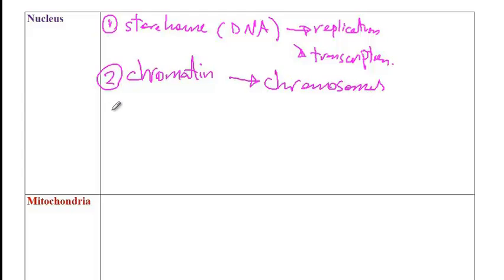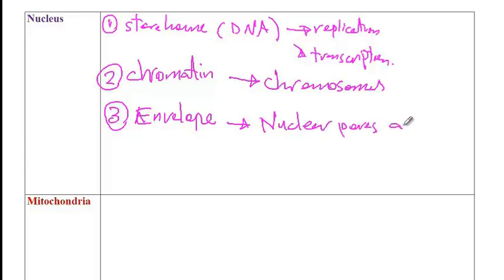The other function of the nucleus is that it has a nuclear envelope that has pores inside it. So it's basically perforated, and as we just showed, they're called nuclear pores, and the function of these nuclear pores is to allow movement of large molecules, like for instance mRNA or the ribosomal subunits.